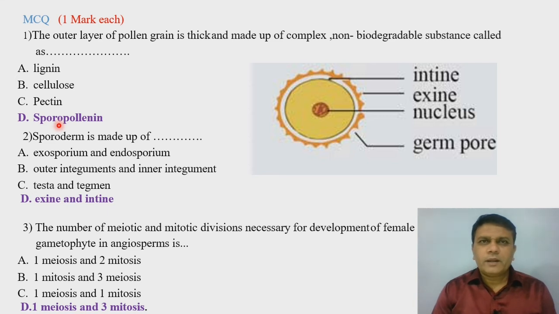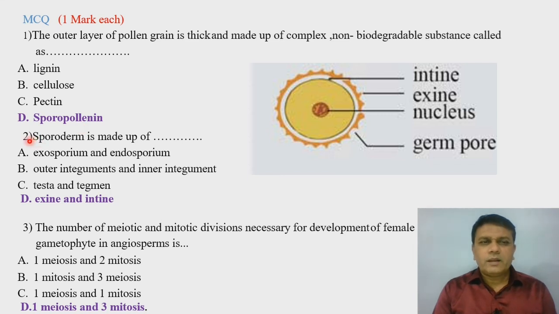Now outer layer of pollen grain is called as exine. So you know that the pollen grain consists of two layers, that is outer thick and rough exine while inner thin and delicate intine. So this non-biodegradable substance, that is sporopollenin, is present in the outer layer, that is exine.